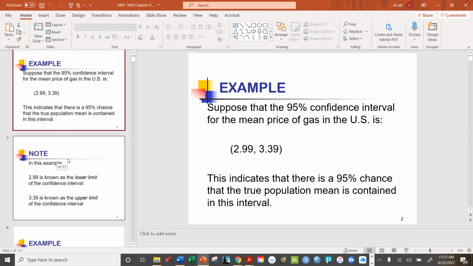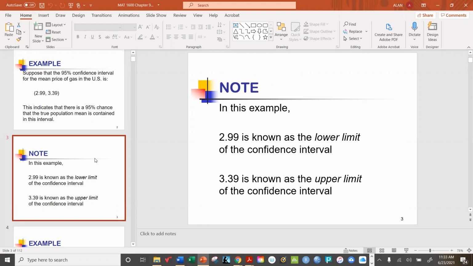Now, by the way, we'll be able to construct any confidence interval we want. The most common choices are 90%, 95%, and 99%. The choice that you make depends on how accurate this is going to need to be. In other words, it depends on what you're trying to prove, but how important it is to avoid any errors. So, by the way, because there's two numbers, we're going to define the $2.99 as the lower limit of our interval, and $3.39 will be known as the upper limit of the interval.